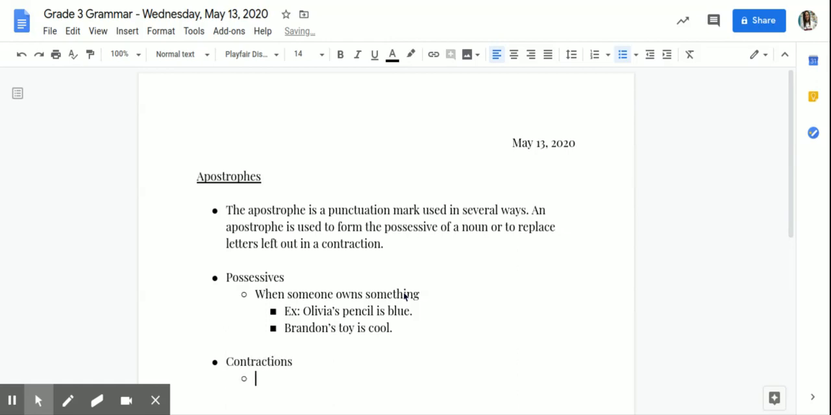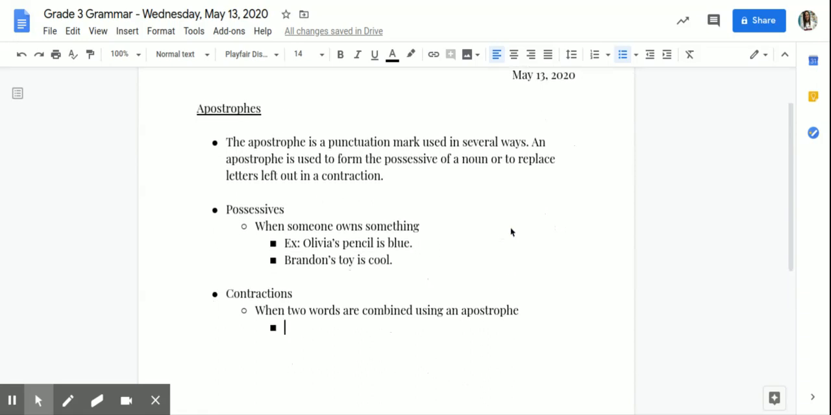So we know that contractions are when two words are combined using an apostrophe. So an example of this might be: it plus is equals it's. So we see that that turns into a contraction using an apostrophe. Or maybe like she plus is equals she's.